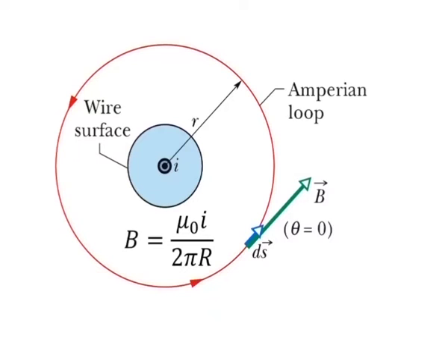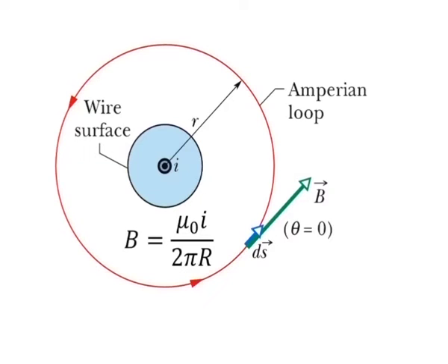We can take advantage of the symmetry to simplify the integral in Ampere's law if we encircle the wire with a concentric circular Amperian loop of radius r. The magnetic field then has the same magnitude B at every point on the loop. We shall integrate counterclockwise so that the differential element ds has the direction shown in the figure.